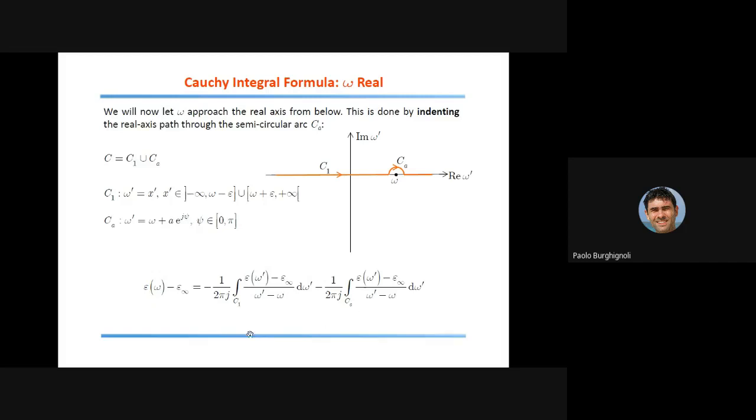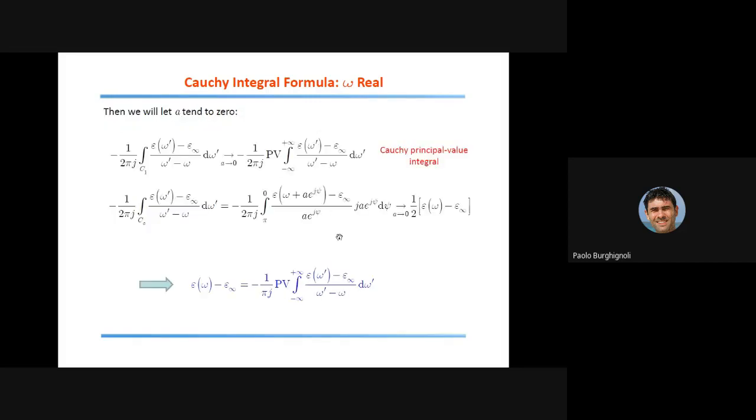So you can collect those two contributions at the left-hand side, and what remains finally is that epsilon of omega minus epsilon infinity, so the value of the permittivity at the real point omega minus epsilon infinity, is equal to a Cauchy principal value integral that involves the value of epsilon of omega prime evaluated along the entire real axis.